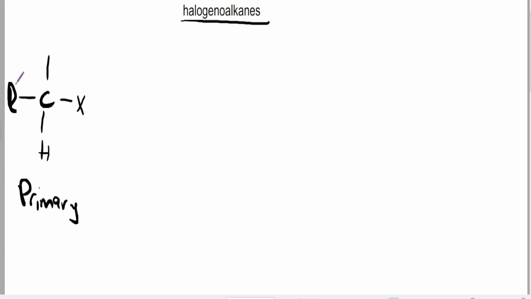Now, let's say I keep this R group where it was, and I remove one hydrogen and add another R group. Now, this carbon which is attached to the halogen has two R groups. When it has two R groups, it is said to be a secondary halogenoalkane. Similarly, when I remove this hydrogen right here and I attach an R group to this carbon which has a halogen, since it has three R groups, it is said to be a tertiary halogenoalkane.